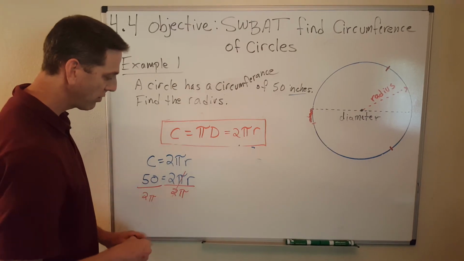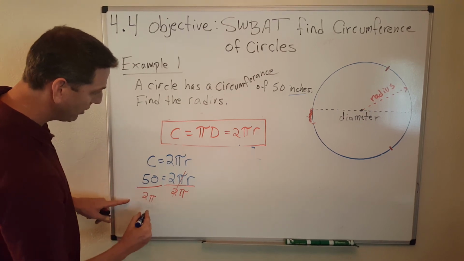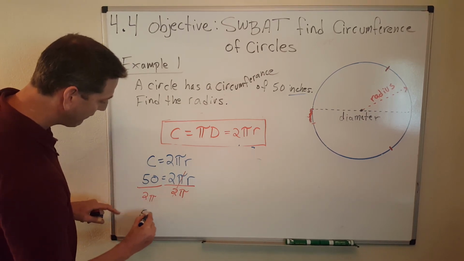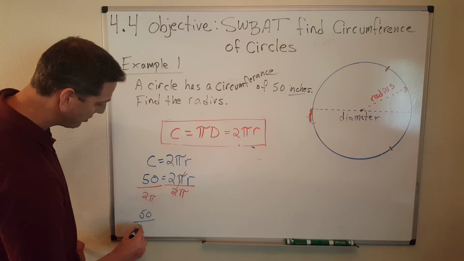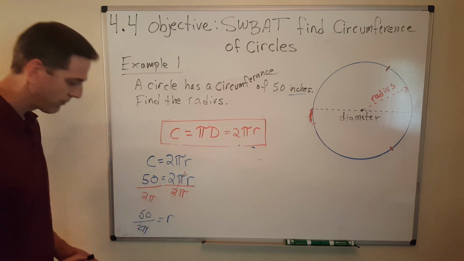So I end up with, on the left-hand side here, 50 over 2 pi equals R. Okay?